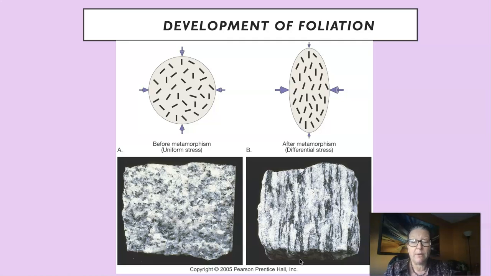This is also how we create foliation in rocks. So this is a granite that is not foliated. It's an igneous rock, and it has a uniform distribution of minerals as shown here.